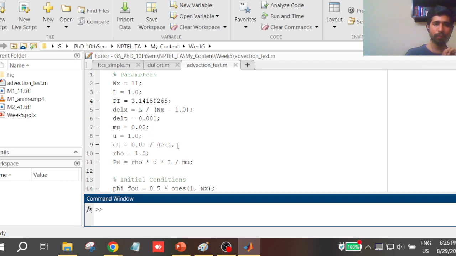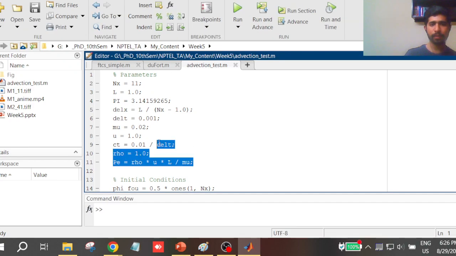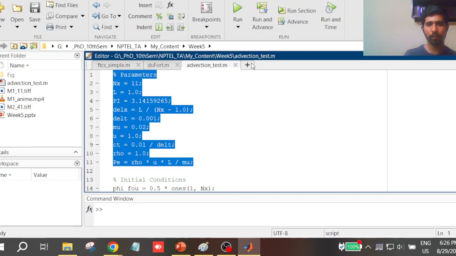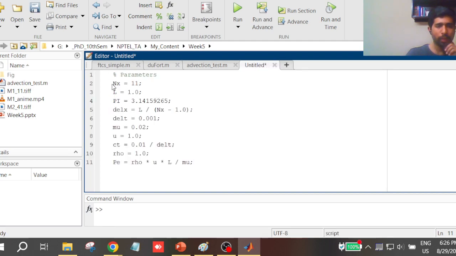So the first thing, as I always say, is to initialize the variables. Whatever variables we have in this question, I am writing it down first here. For example, the number of grids in the x direction, length in the x direction. We have a 1D domain, it's only the x direction. And then I am calculating the del x value and the delta t value, and then the value of rho, and based on this I am calculating the Peclet number also. Why, I will explain.